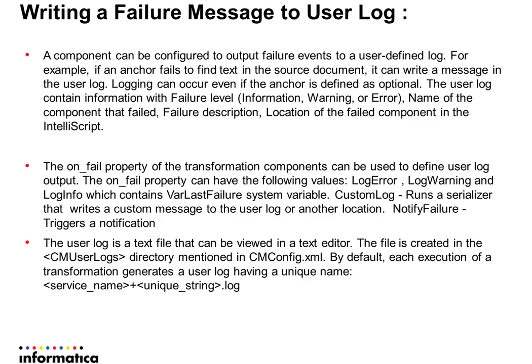Now the user log that is created using any of them, log error, log warning or log info, is a text file which can be viewed in a text editor. The file is created in the CM user logs directory mentioned in the cmconfig XML. You can configure any directory for the CM user log element of the cmconfig XML. By default, each execution of a DT generates a user log having a unique name, and by default the name of the user log is the service name plus a unique string, .log.